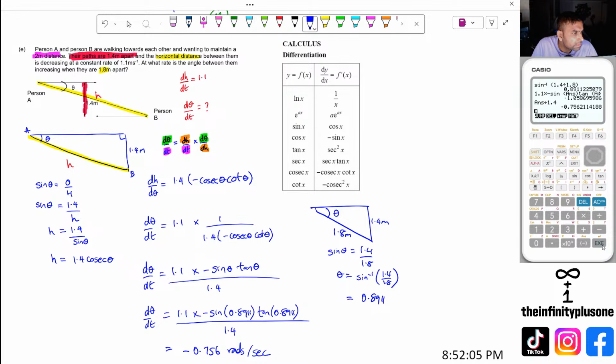What is 1.1? Here we go, I think I know where it is. It's negative 1.1. Thank you, confusion. Yeah, I was just looking at that, because it actually says it's decreasing at a constant rate of 1.1. So if it's decreasing, that should be negative 1.1. Which means we should have negative 1.1, negative 1.1, and then that'll become a positive in the end.